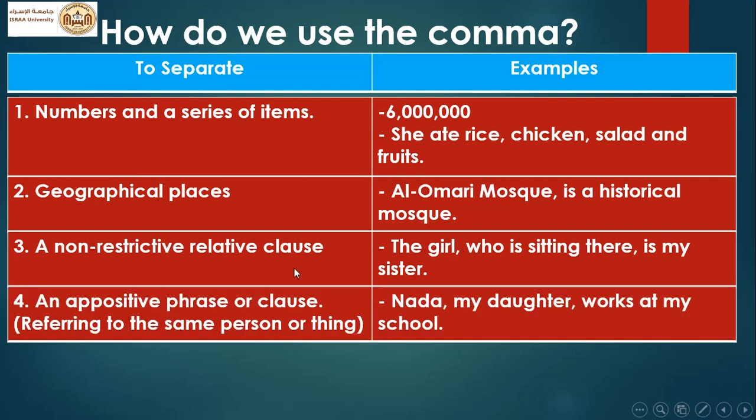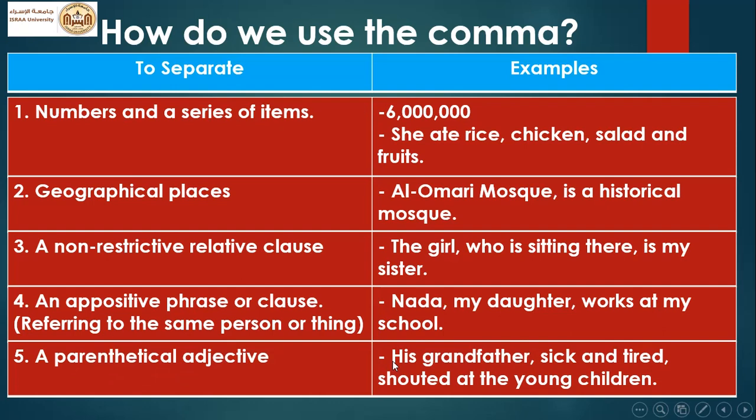Number 4, an appositive phrase or clause referring to the same person or thing. For example, Nada, my daughter, works at my school. Look here, my daughter refers to whom? To the same person, that is Nada. So my daughter here is called an appositive phrase. Okay, it is separated from Nada and the other following words with 2 commas.